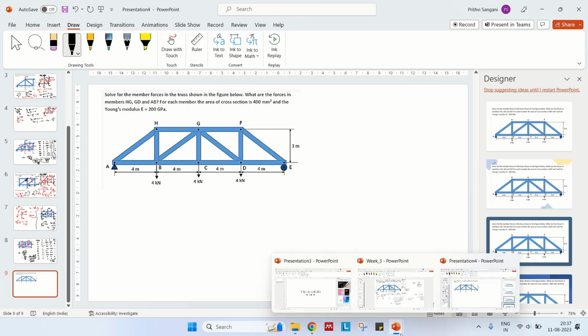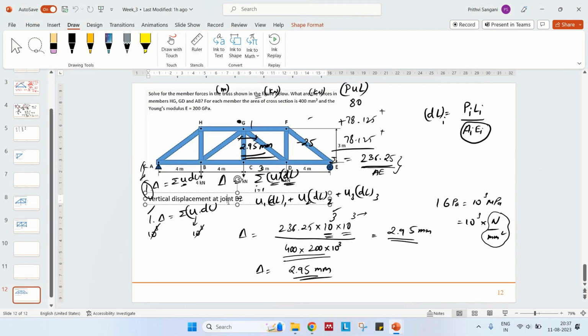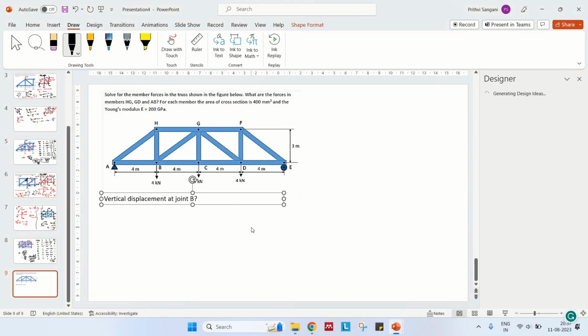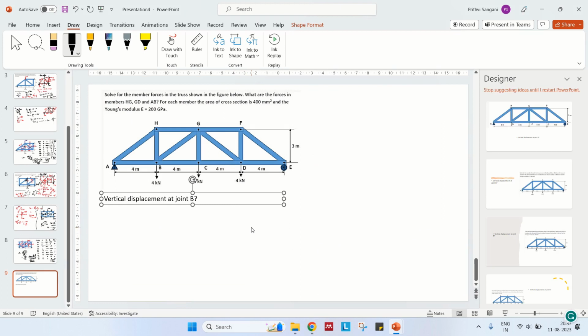questions. What was asked is to find the vertical displacement of joint B. So again, what is the procedure? We have external loads of 4 kilonewtons at the joints at each span acting on the truss. You analyze the truss for the external loads, find the internal forces developed due to the external loads, and then find the deformations due to the external loads. That is the first part.